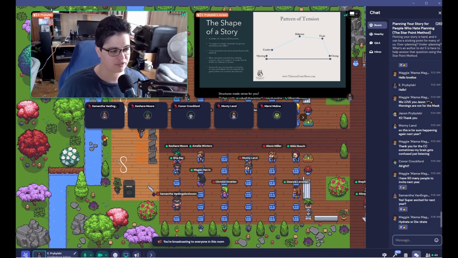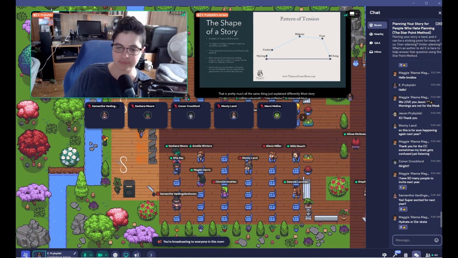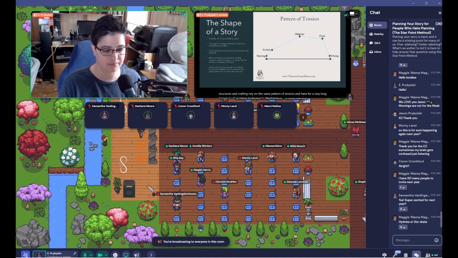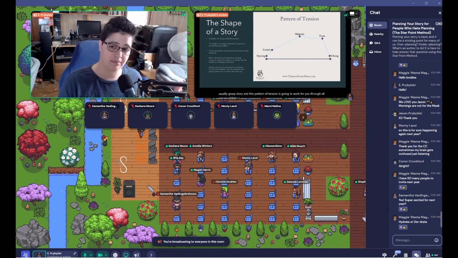Most story structures and crafting rely on this same pattern of tension and have for a very long time, and will continue to do so into the future because it's how human brains usually grasp story. And this pattern of tension is going to work for you through all genres of fiction. It doesn't look the same in nonfiction. So this is about fiction, but nonfiction is its own creature.